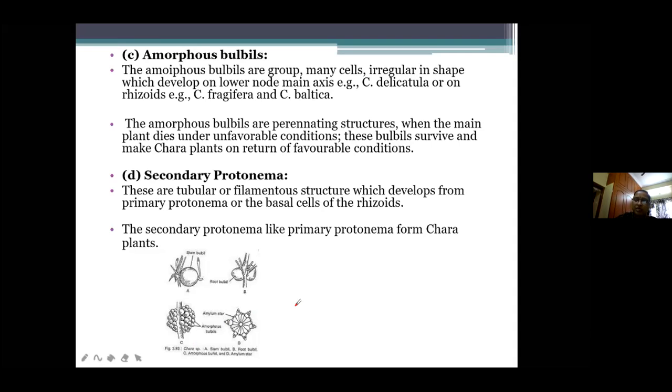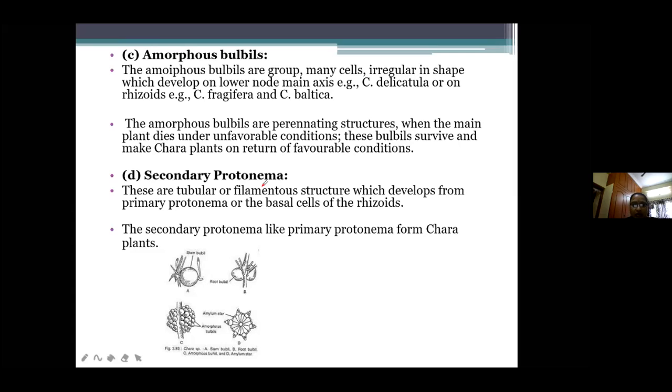Next, the last one, protonema, I will also explain. The protonema is a developed body that develops from the node side. These outgrowths produce the new plant of Chara when detached. This method is also called protonema. Very important, these are just like tubular or filamentous structures that develop from the primary protonema or basal cell of the rhizoidal place.